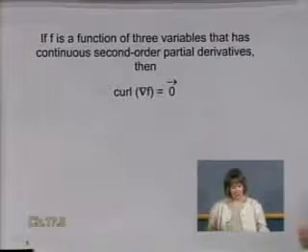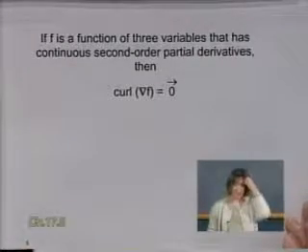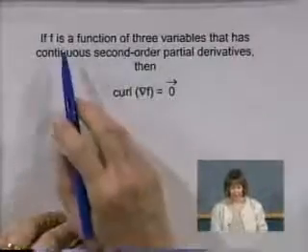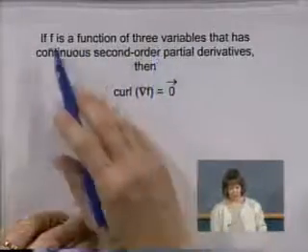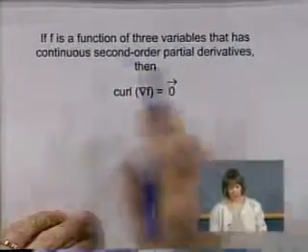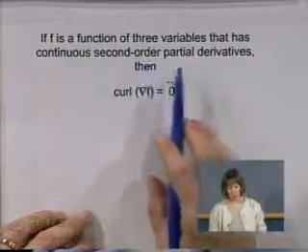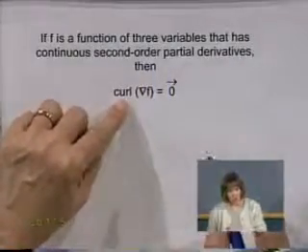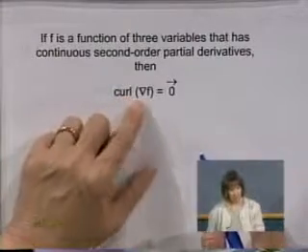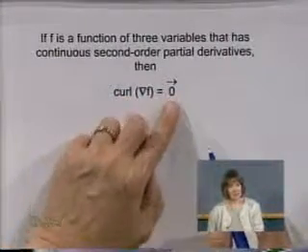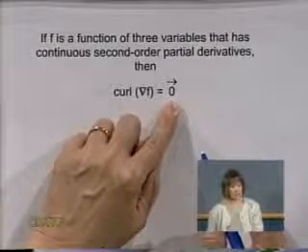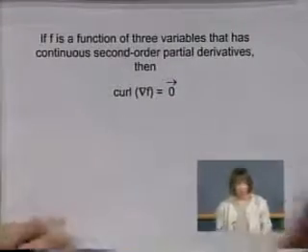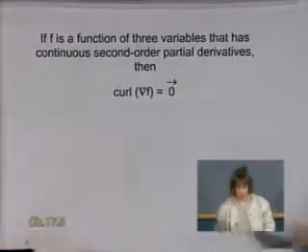Now, a couple of these theorems at this point, you go like, this is pretty dry stuff, but let's just go over it anyway. If f is a function of 3 variables that has continuous second-order partial derivatives, we have this lovely theorem that says that if you take the curl of the gradient of f, you will always get the zero vector. Okay, now let's prove it. Let's prove it for just a second and see where it comes from.